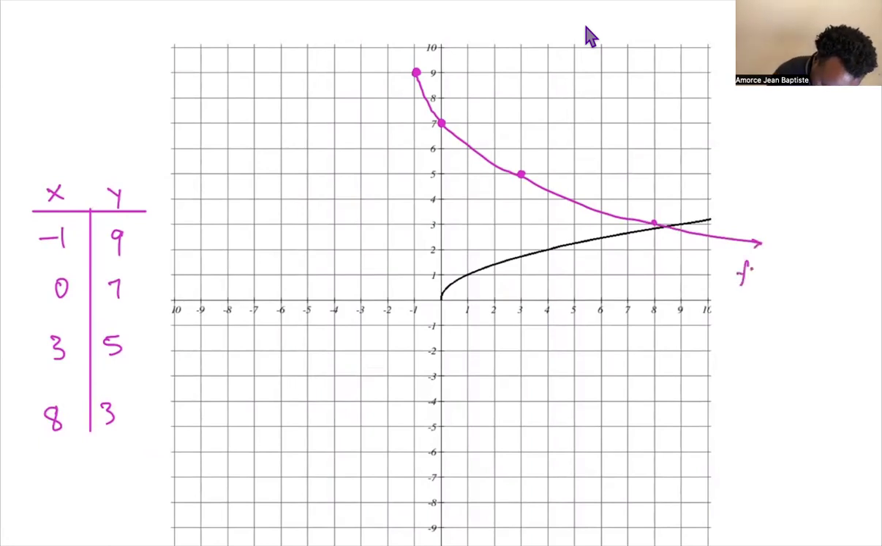That is g of x equals -2 square root of x plus 1, plus 9. And here, that is f of x equals square root of x, which was given to us.